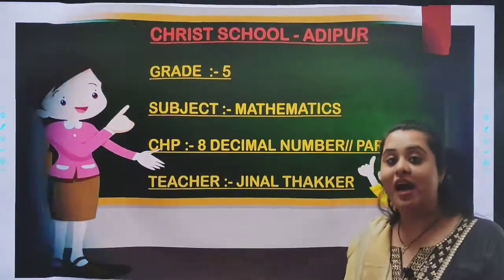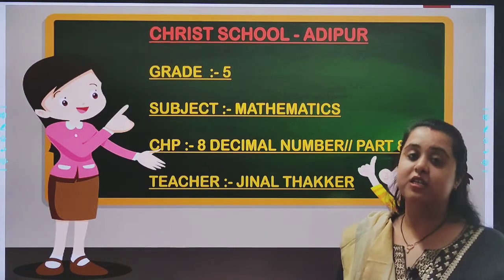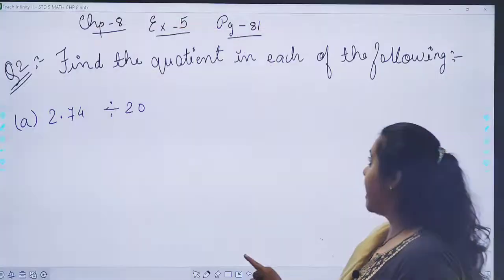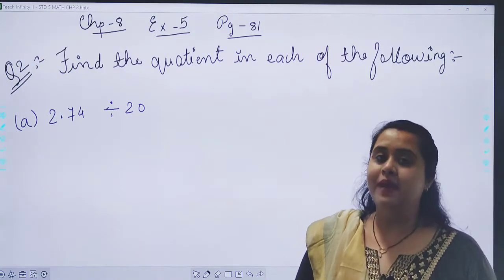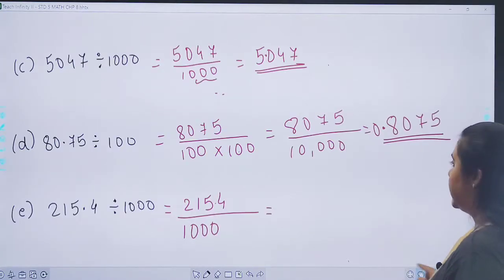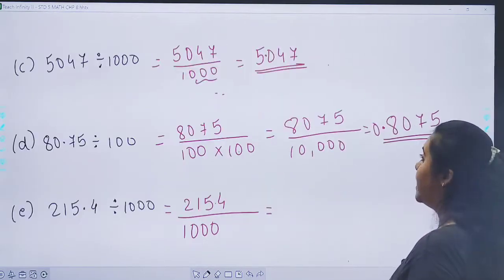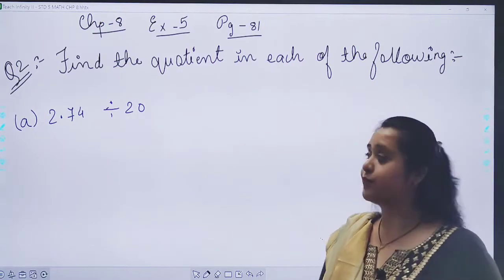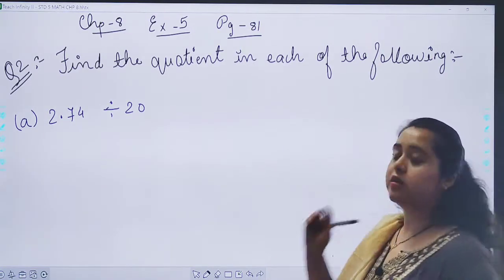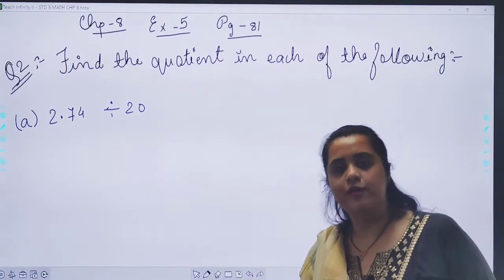As you know, we are on chapter number 8, that is decimal numbers. This video is your part 8. We have started with exercise number 5 on page number 81 of your textbook. We have done question number 1 in the previous class, right? So today we will be dealing with question number 2: find the quotient in each of the following.